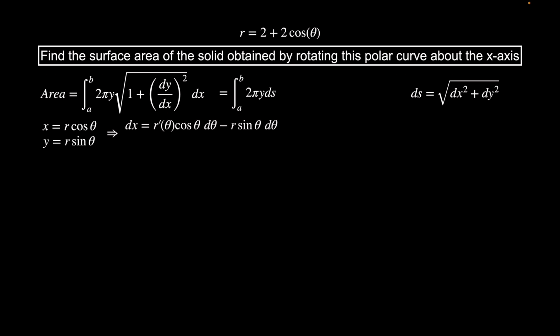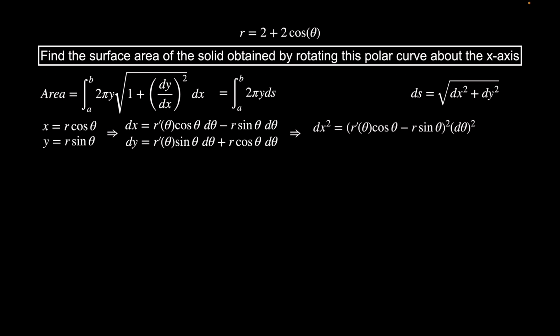Then I can see that dx is r prime of theta cosine theta d theta minus r sine theta d theta. That's just by taking the product rule and treating r like a function of theta. And same for dy, just treat r like a function of theta. So you do the product rule: r prime of theta sine theta d theta plus r cosine theta d theta.